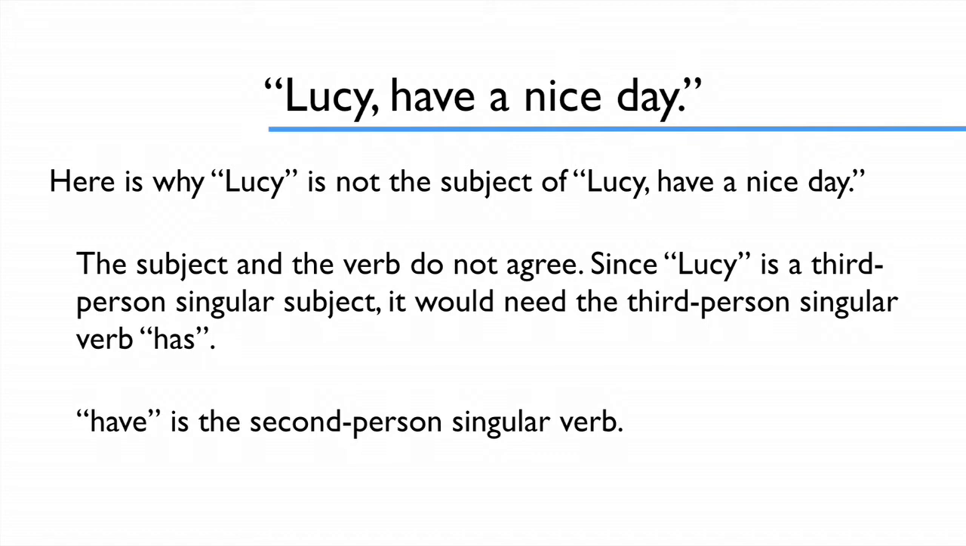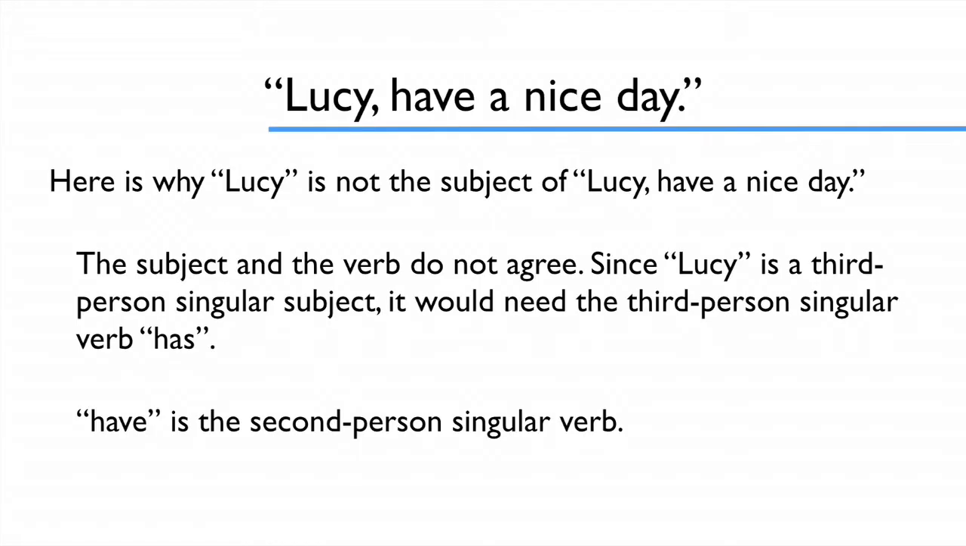Well, we've spoken before about how we conjugate verbs and how the verb matches the subject. I don't say, I is a teacher, I say I am a teacher, or you are a student. The verb fits the subject. Well, in the sentence, Lucy, have a nice day, if Lucy's the subject and to have is the verb, if the verb fits the subject, you would have said, Lucy has a nice day. But we didn't. We said, Lucy, have a nice day.